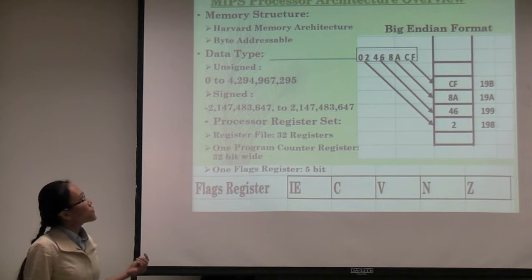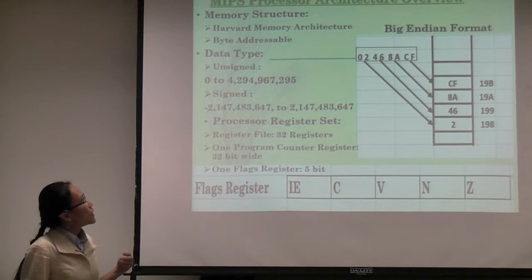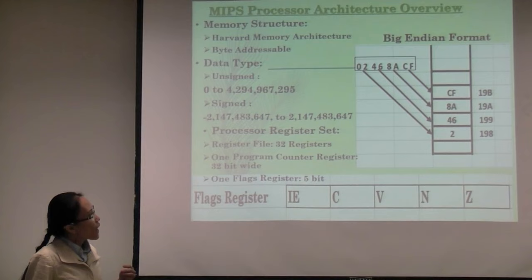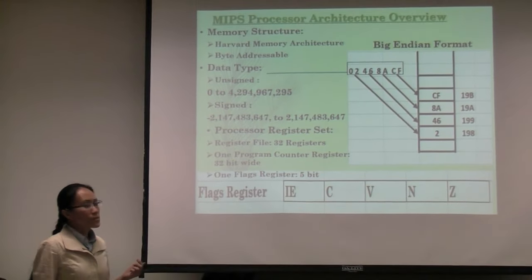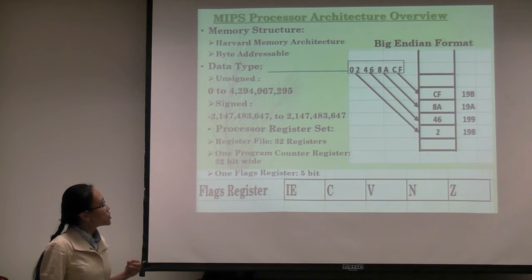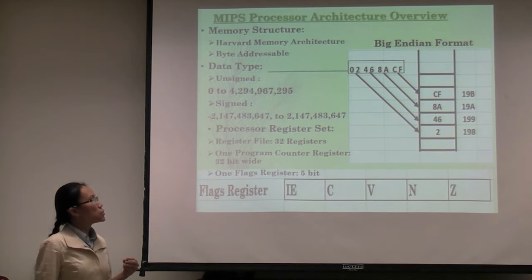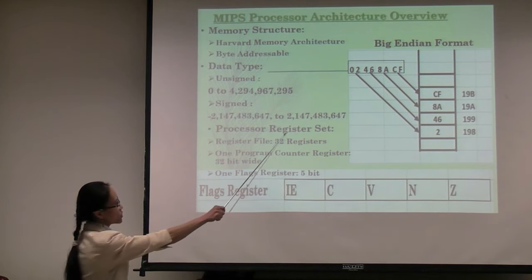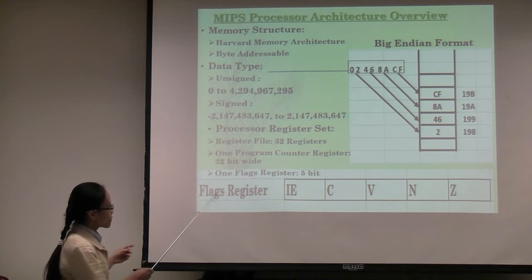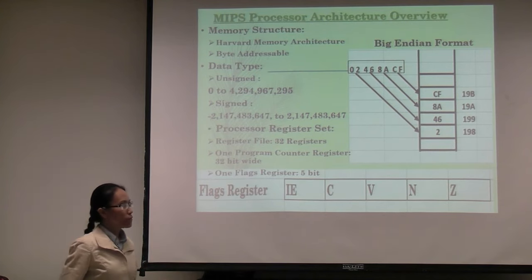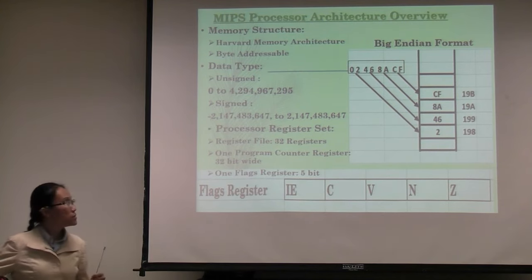Just an overview of the architecture: the memory structure is big endian format, byte-addressable, and it supports signed and unsigned integers. Besides the 32-bit registers and the register for the program counter, there is another flag register. It consists of only 5 bits.